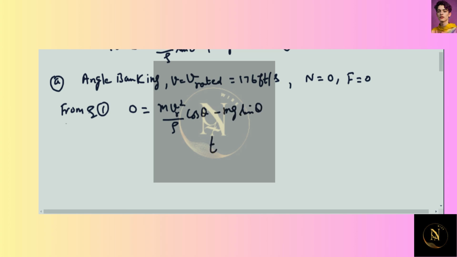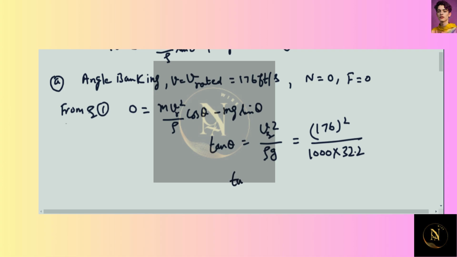So tan of theta we will get v rated square upon rho into g, that is 176 square, radius is 1000 into g is 32.2. So tan of theta we will get 0.96199, that is angle of banking to be 43.9 degree. This is the answer of part A.